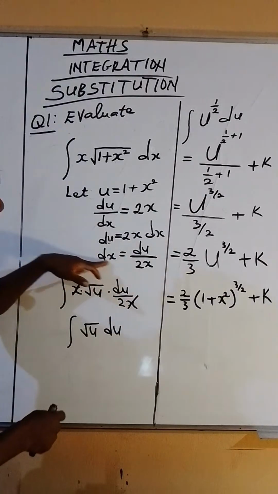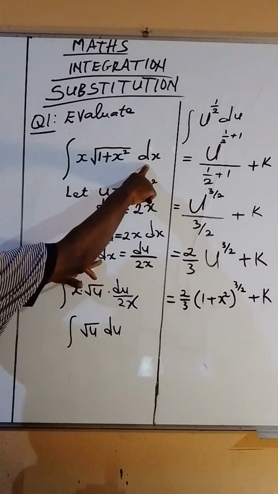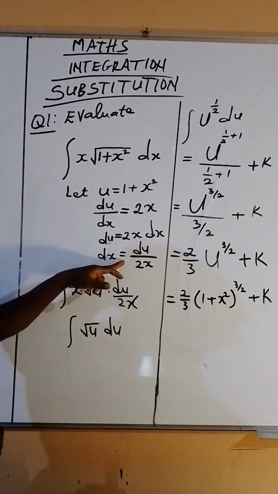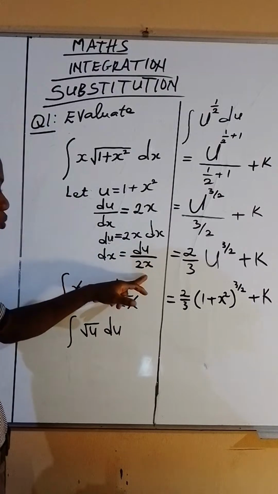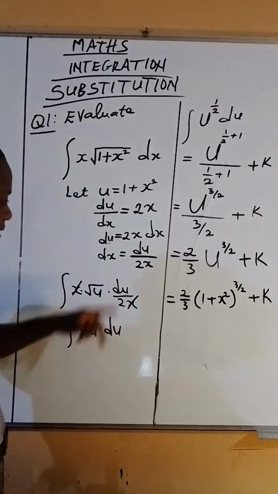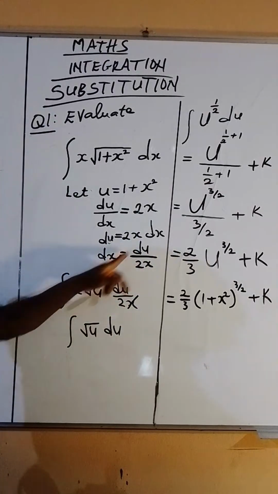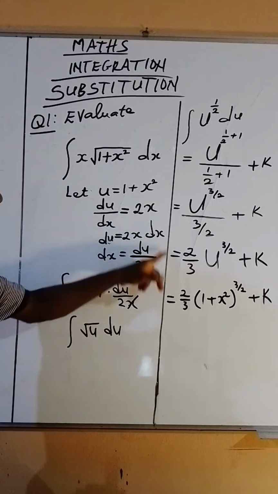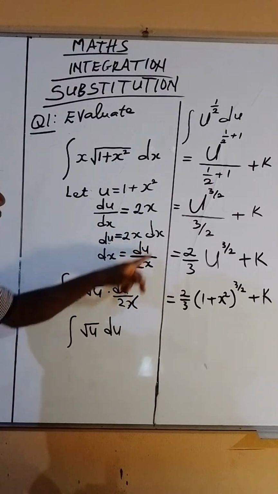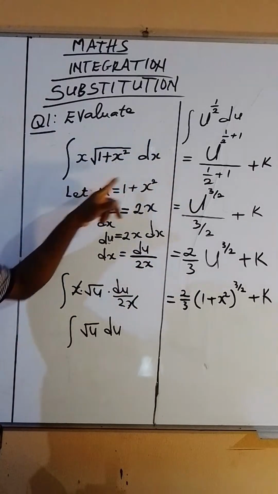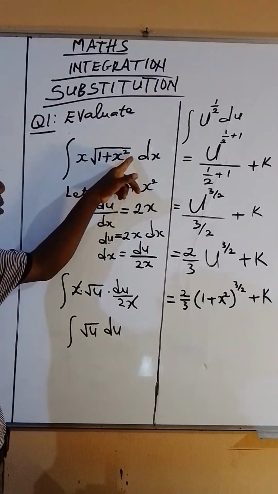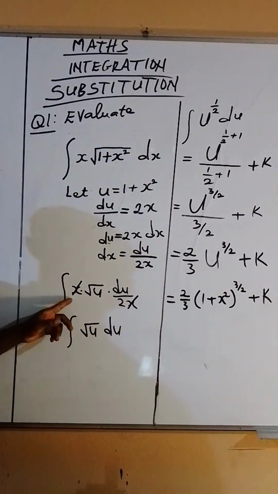Now, if we make dx the subject of the formula, we have dx equals du over 2x. Now we can see that we have what we can use to substitute for dx. So bring in this du over 2x to this place here, then put in u inside 1 plus x squared. So that is what we have done here.